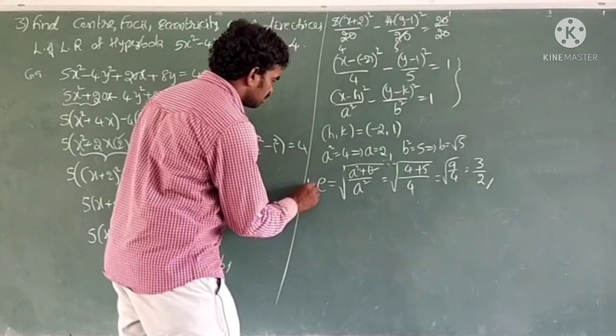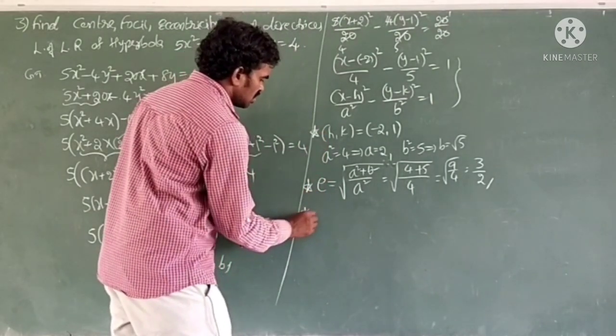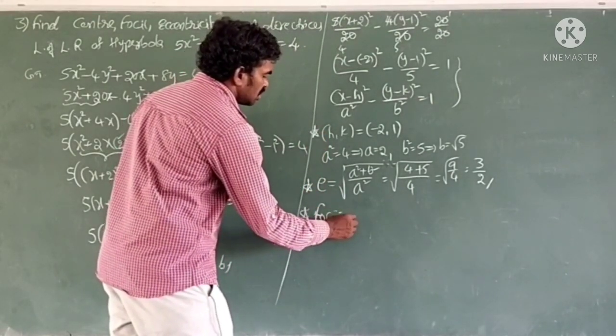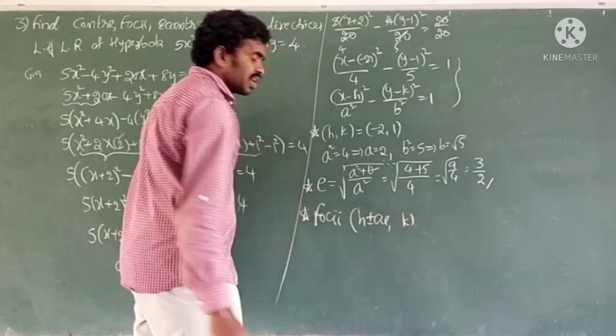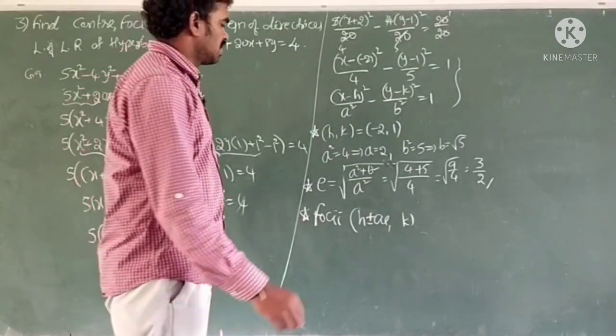So that is (h plus or minus ae, k). What is the formula of foci? (h plus or minus ae, k).